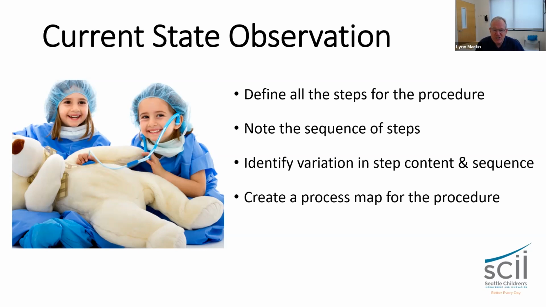So we teach them to clearly define all of the steps in the process or the procedure that they're looking at. They need to note the sequence of steps. Then ideally, when there's variation in the steps, identify where that variation occurs in both content and sequence. And ideally, we help them draw a simple little map of what the current state process looks like. And then through the protocol that they draft, what their target condition process map would look like.